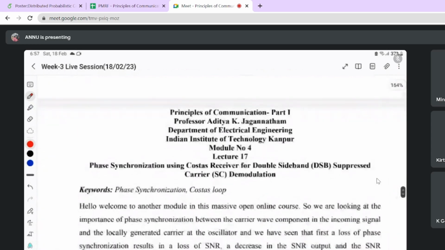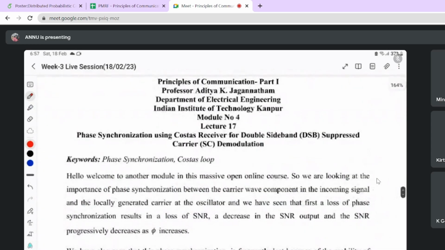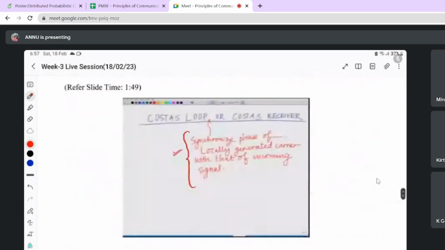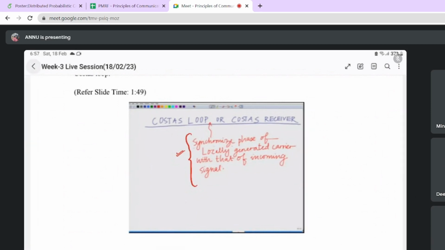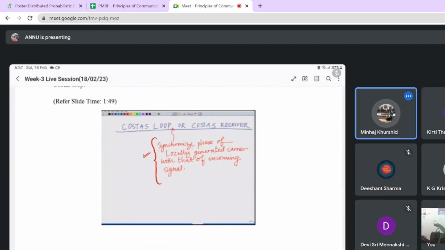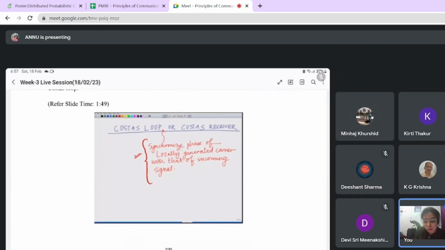Sir has covered the Costas receiver in lecture 70. Let me know the actual formula of the Costas receiver. Yes, can you tell me what is the process to synchronize?